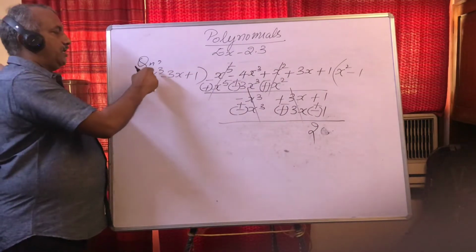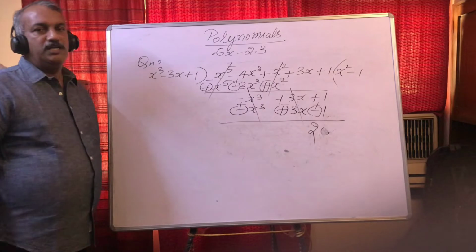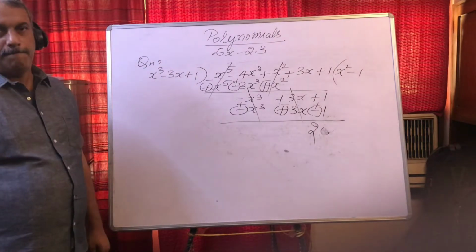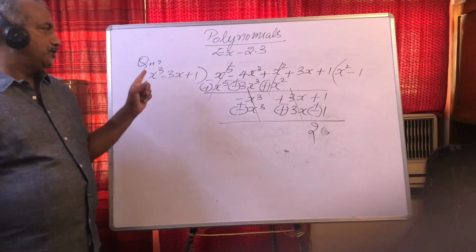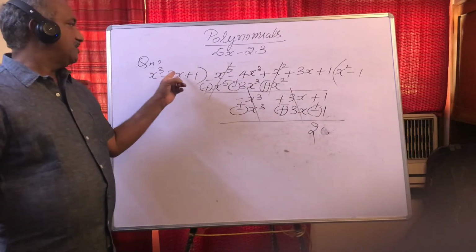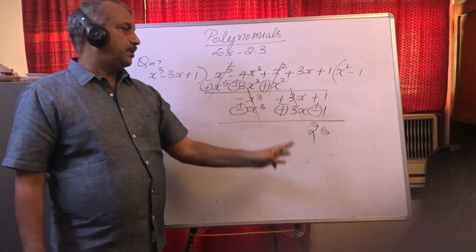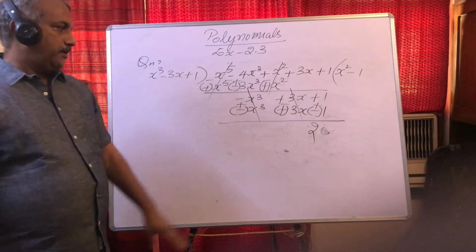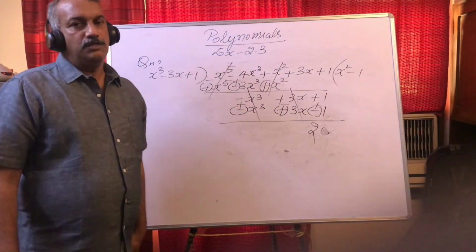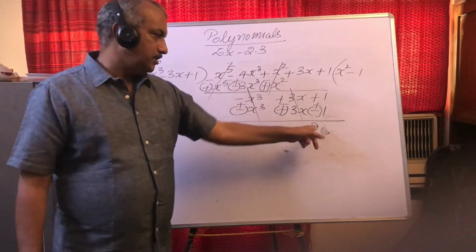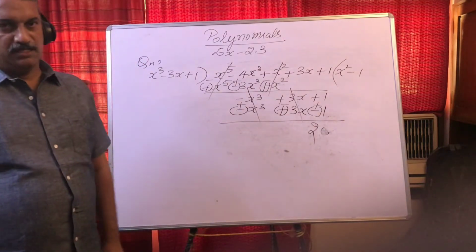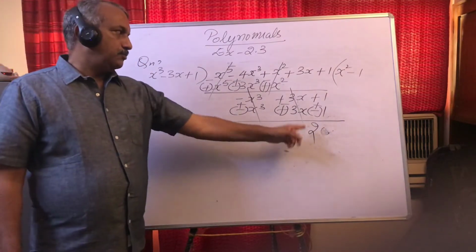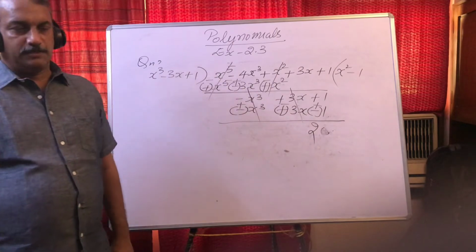So we can say x cube minus 3x plus 1 is not a factor of this one. See, once again, the question is to check whether x cube minus 3x plus 1 is a factor of this one. You have to divide. Then if the remainder is equal to 0 it is a factor, but here it is not 0, it is just 2 only. So remainder is 2. Since remainder is 2, we can say it is not a factor.